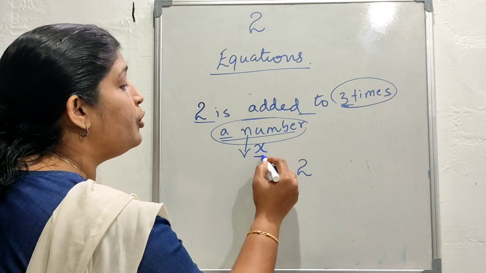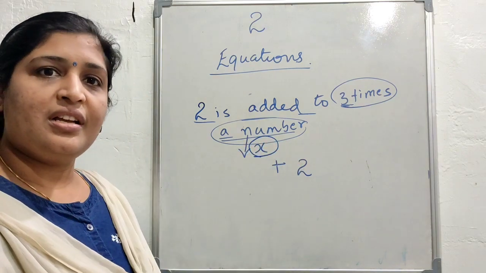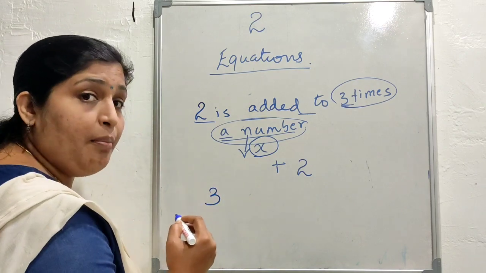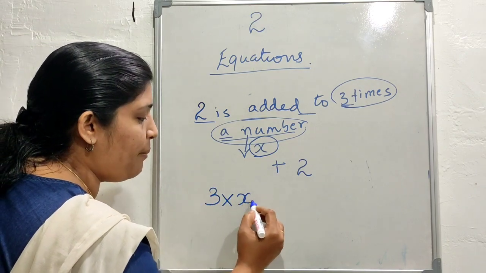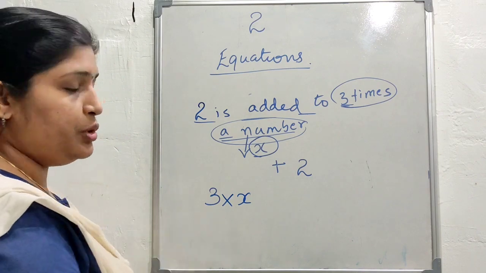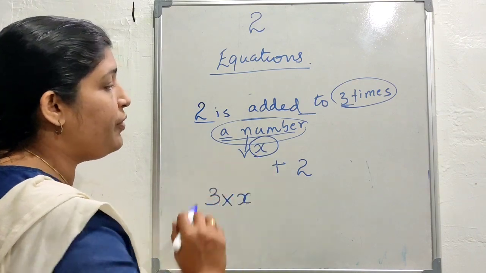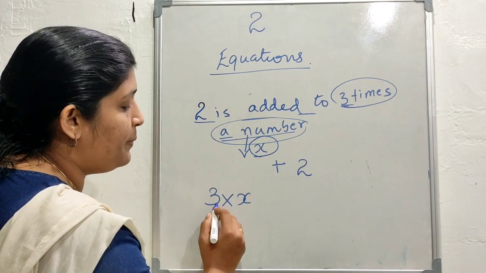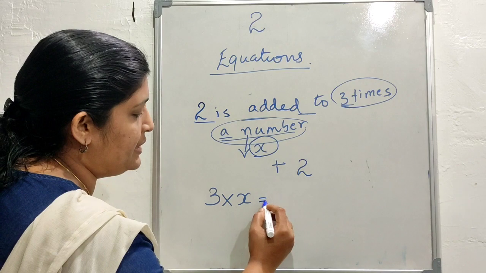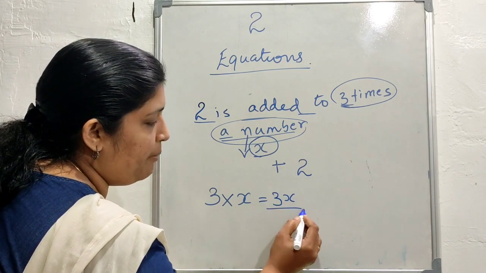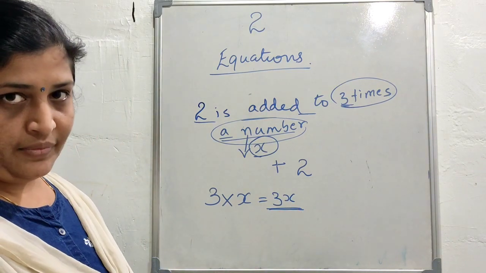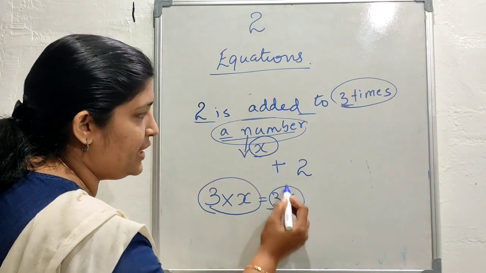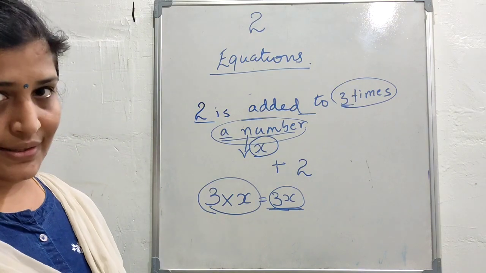So how do we write 3 times of x? 3 times a number means 3 into that number. And if we multiply a number and a variable, we simply write the number and variable together like this. So 3 times of a number is 3x. Here we take our number as x.